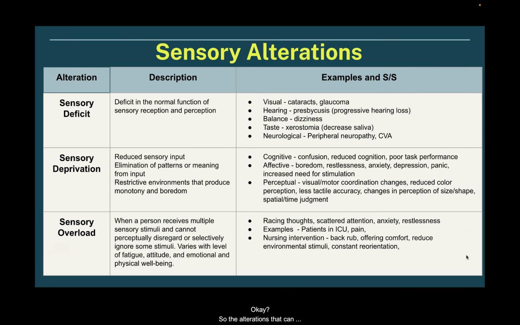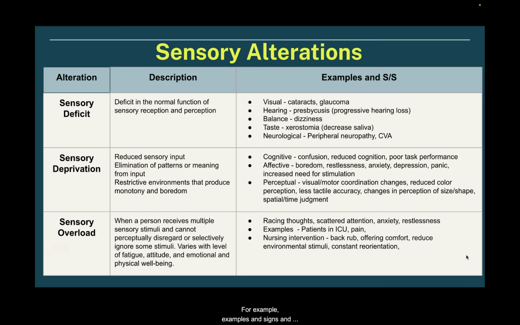Okay, so the alterations that can happen with your sensory system are basically sensory deficit, sensory deprivation, or sensory overload. These are the three things that are possible. So deficit is basically a deficit in the normal function of sensory reception and perception. Remember we said the first thing is reception. You receive a stimulus through your senses. Then the next thing is perception. So deficit is when there's a deficit in that normal function of reception and perception.